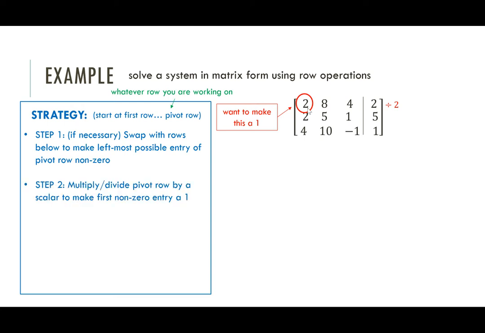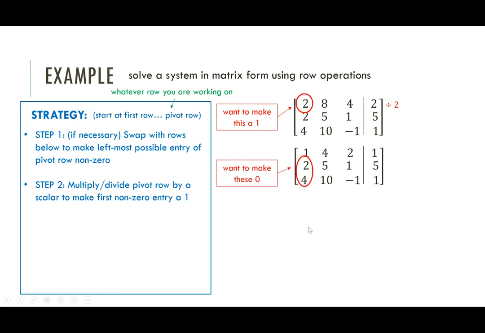And then the next step is to multiply or divide your pivot row by a scalar to make that first non-zero entry a 1. All right, so let's do that. I've just now written the same matrix below, but now with the first row divided by 2. And then the second row and the third row haven't changed.